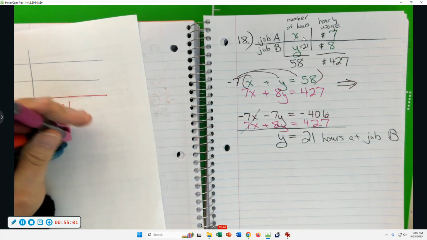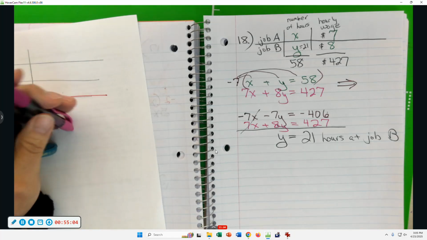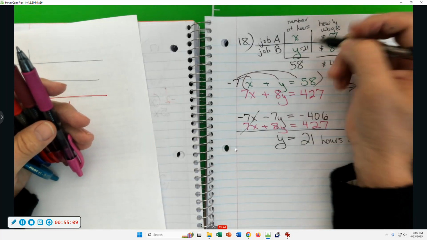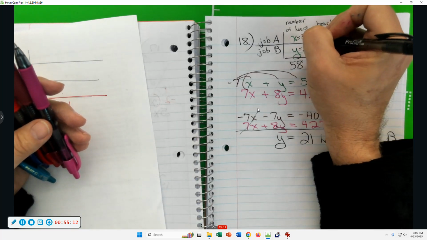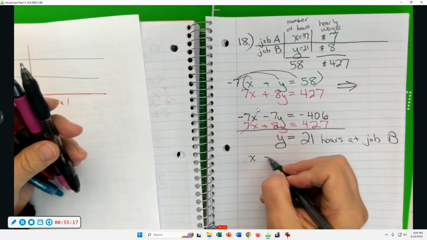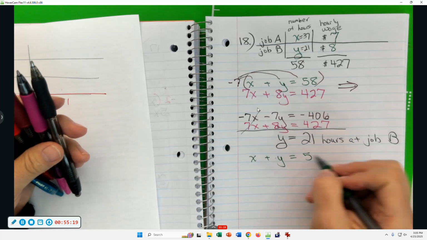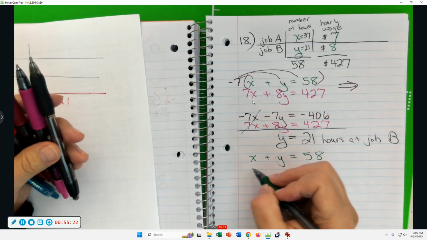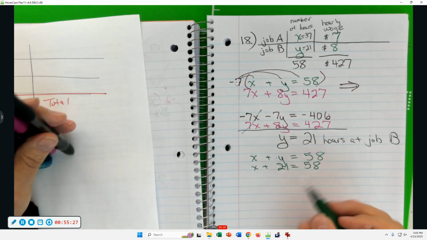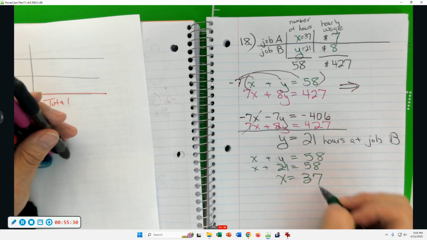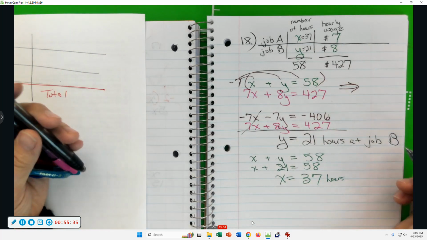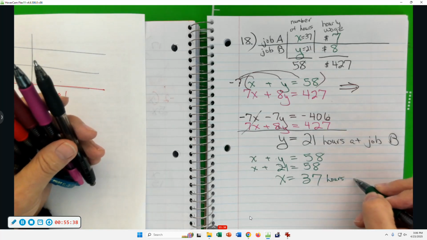How many hours did he work at job A? You need it to add up to 58. 58 minus 21 gives us 37. Or, as I said, you can just substitute into x plus y is equal to 58. Y is 21. Subtract 21 to get x equals 37. Either way, you get 21 hours at job B and 37 hours at job A.